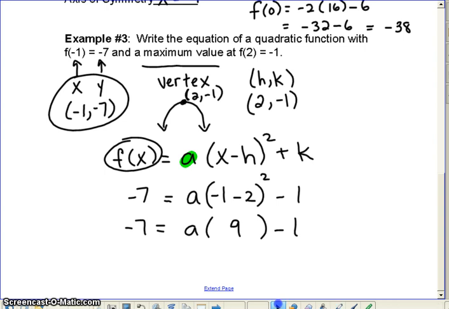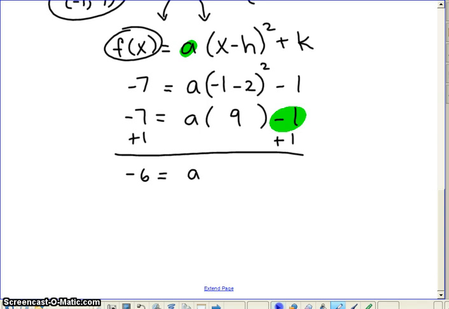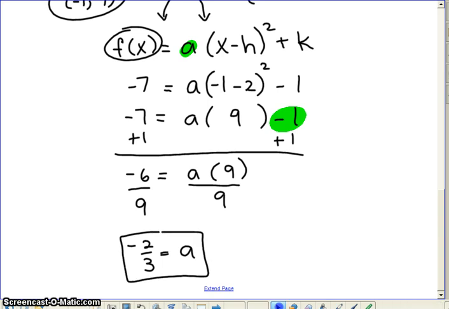Okay, right here is a common place for a mistake. Make sure when you solve for a that you move that minus 1 to the other side before you divide by 9. So plus 1 on both sides. Okay, negative 6 is equal to a times 9. Now divide by 9. Okay, the common factor was 3, so negative 2/3 is equal to the number that we need to write our equation.